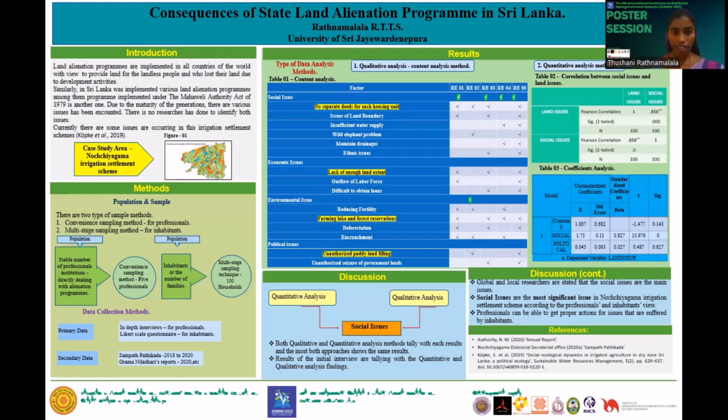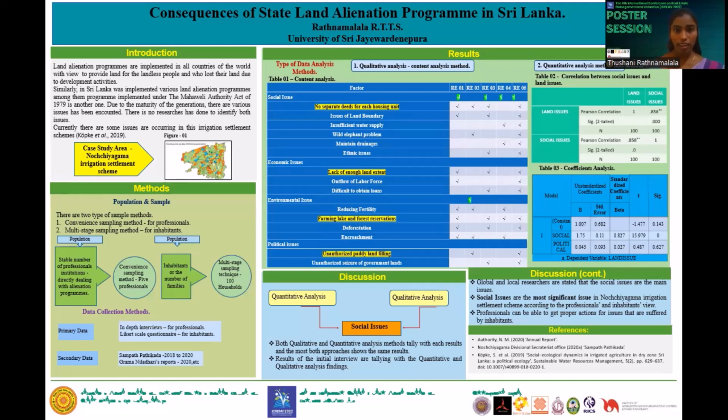According to the regression analysis, it is concluded that social issues have a stronger positive relationship than political issues with the dependent variable, the land issues, where the independent variables are social and political issues. Regression analysis shows that social issues are the most significant issue in the Nochiagama irrigation settlement scheme.